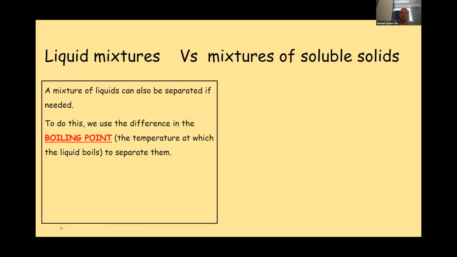To do this, we use the difference in the boiling point, or the temperature at which a liquid boils, to separate them. If you have a liquid mixture, usually each liquid will have a different boiling point. And so if we heat the mixture up slowly, the first one to boil will be the one with the lowest boiling point, the next one will have the next lowest boiling point, and so on. This method is called distillation, or separating based on the boiling point at which it turns into a gas.